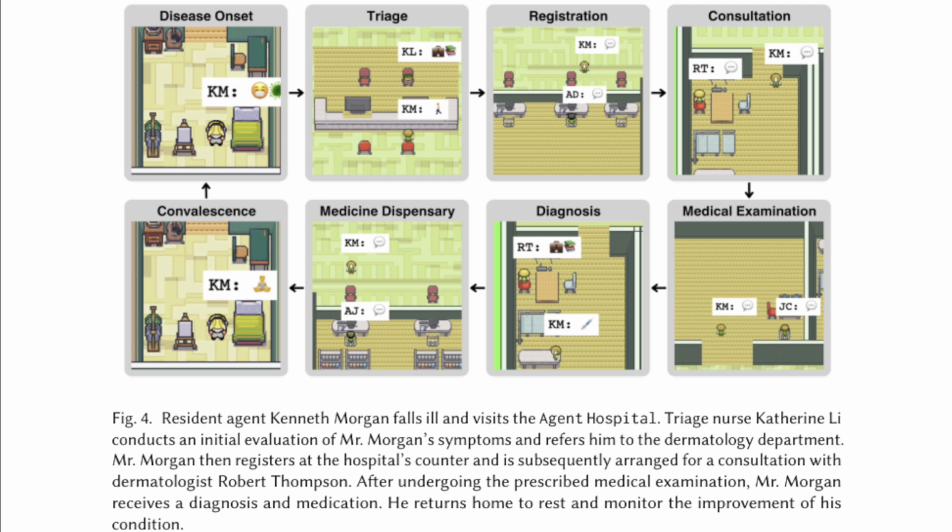Figure 4. Resident agent Kenneth Morgan falls ill and visits the agent hospital. Triage nurse Catherine Lee conducts an initial evaluation of Mr. Morgan's symptoms and refers him to the dermatology department. Mr. Morgan then registers at the hospital's counter and is subsequently arranged for a consultation with dermatologist Robert Thompson. After undergoing the prescribed medical examination, Mr. Morgan receives a diagnosis and medication. He returns home to rest and monitor the improvement of his condition.